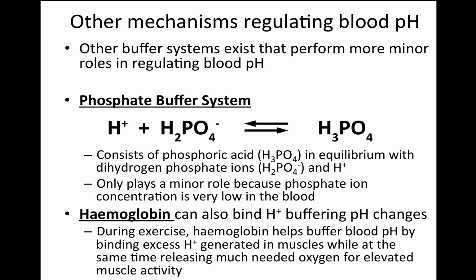Finally, hemoglobin can also bind hydrogen ions, buffering changes to pH. During exercise, hemoglobin helps buffer blood pH by binding excess hydrogen ions generated in muscles while at the same time releasing much needed oxygen for elevated muscle activity.